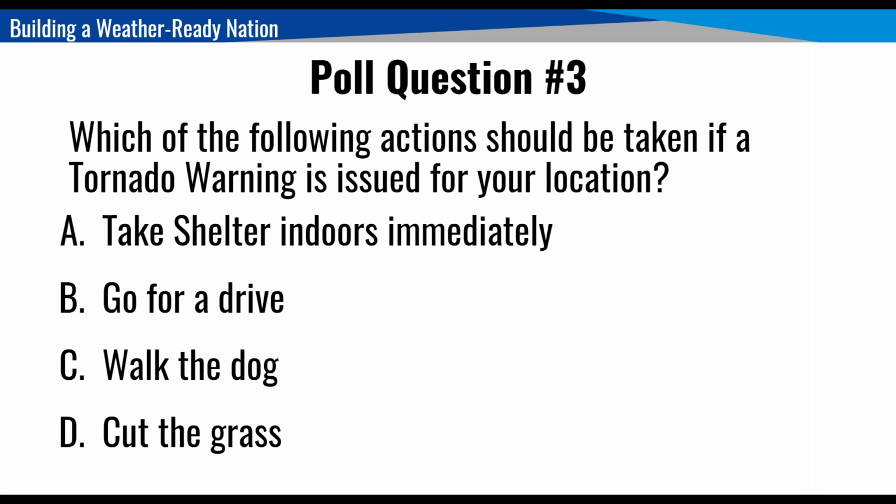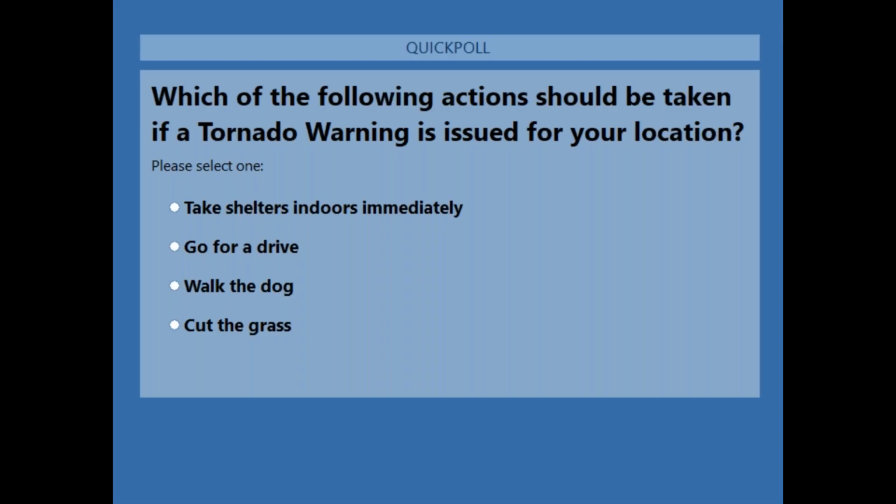That brings us to poll question number 3. You'll see the question appear on your screen shortly for you to answer. The question will be, which of the following actions should be taken if a tornado warning is issued for your location? There's only one answer here. I know some of you may be familiar with one of these particular answers. So take a look at those answers.